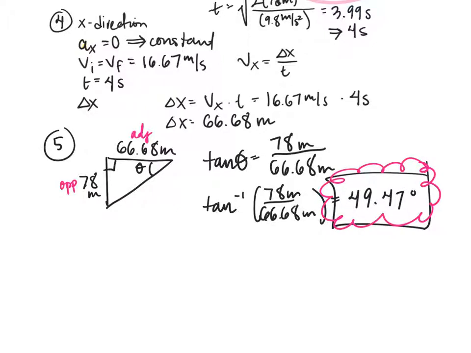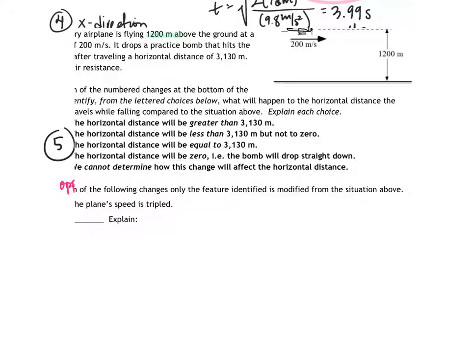Problem 13 is the one that we already worked through in class earlier this unit. A military airplane is flying 1,200 meters above the ground at a speed of 200 meters per second. We can assume that's horizontal, especially based on the diagram. It drops a practice bomb, not a real bomb, that hits the ground after traveling a horizontal distance of 3,130 meters. So this horizontal distance right here is 3,130 meters. Ignore air resistance. So we want to decide for each of the scenarios below, will that distance be greater, less than, equal to, 0, or something that we cannot determine.